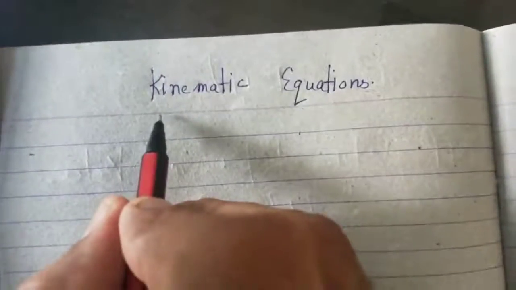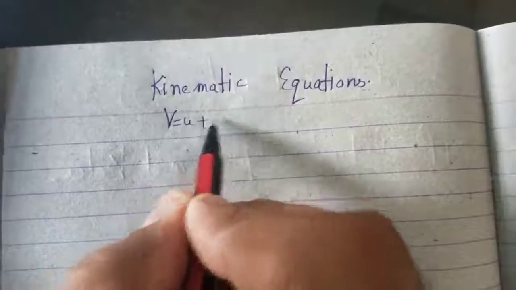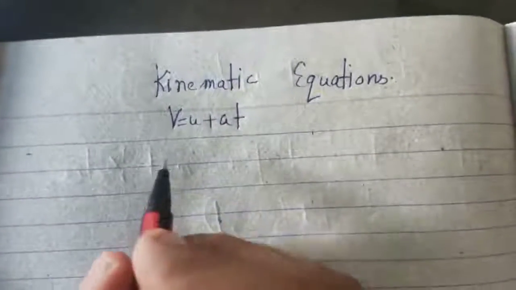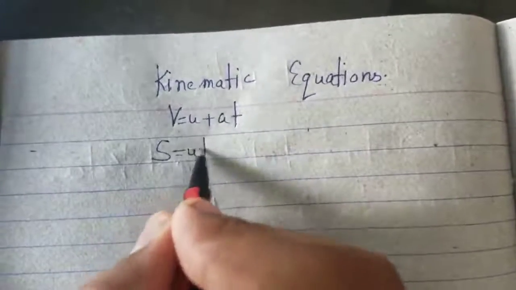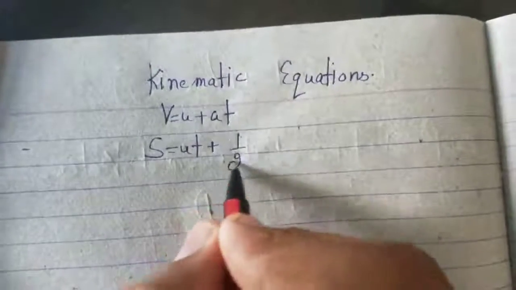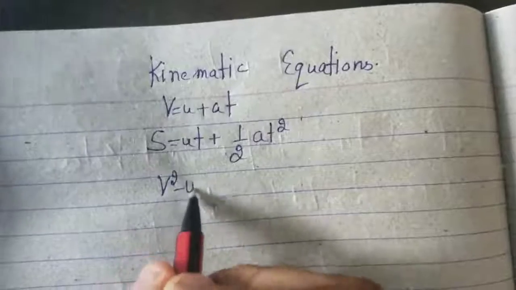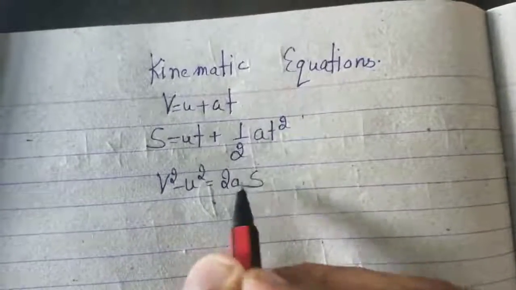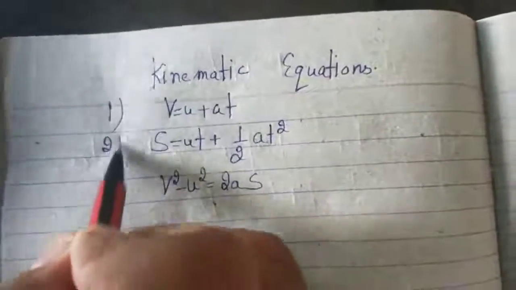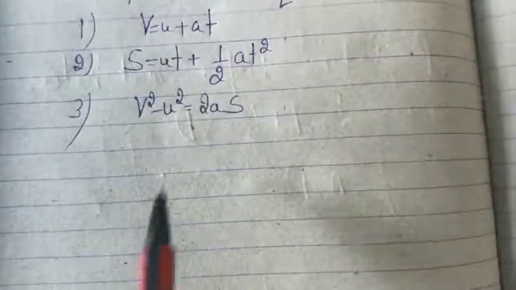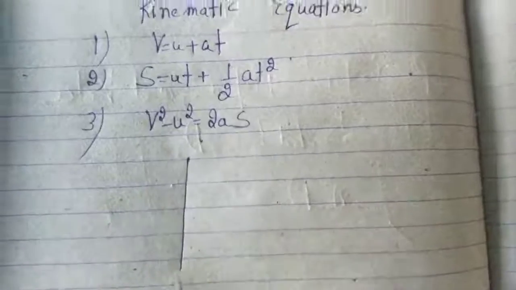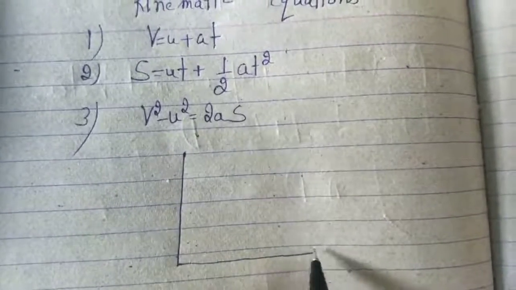So the equations will be v is equal to u plus at, s is equal to ut plus half at square, v square minus u square is equal to 2as, and there is a fourth equation also which I will tell you later. Okay, so we will be getting the concept of this.